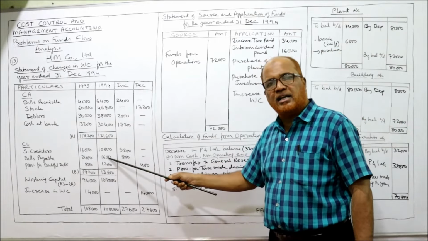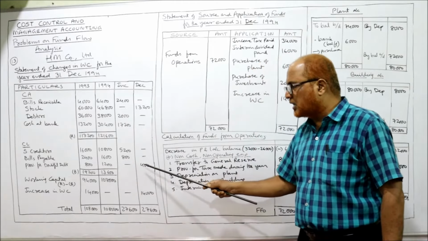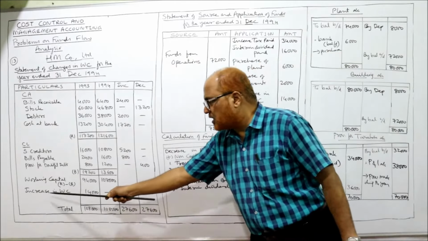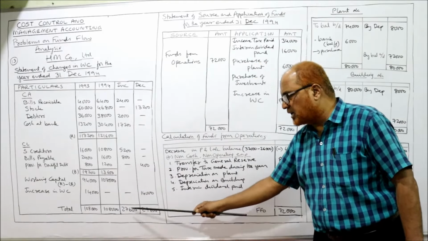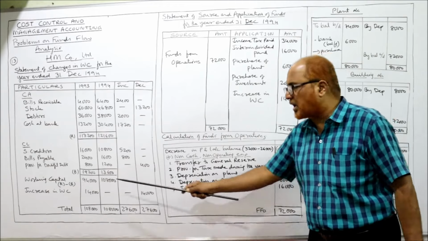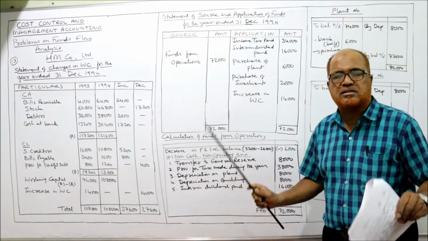2,400 to 1,600 decrease, so we write the increase column. Here it is increased, so decrease column. Last one, increase in working capital, we will take in decrease column. The total of increase and decrease are same. That means our answer of 14,000 increase in working capital is correct.